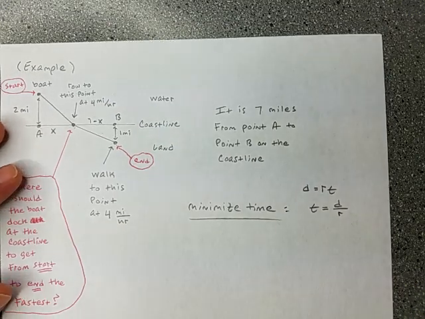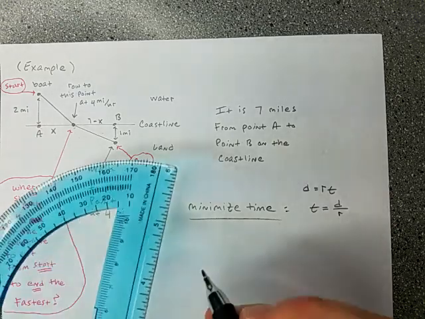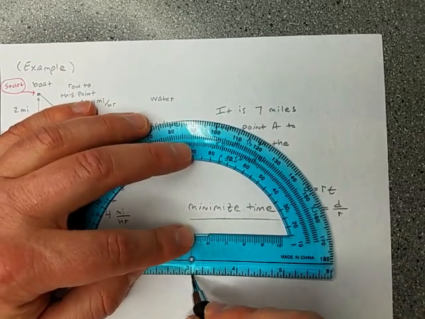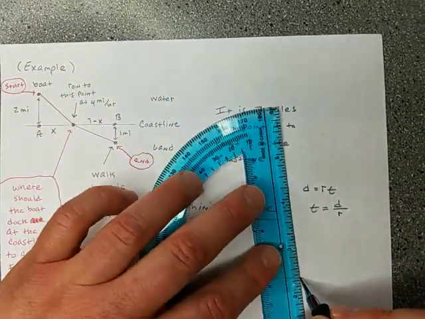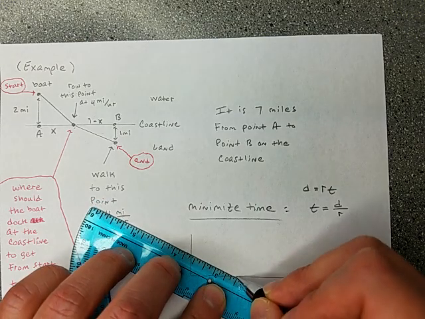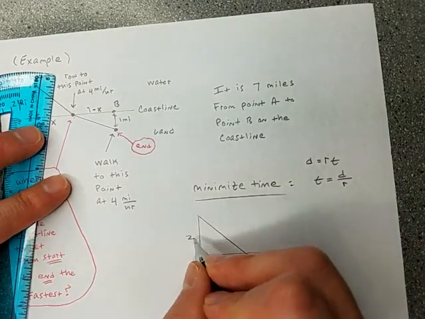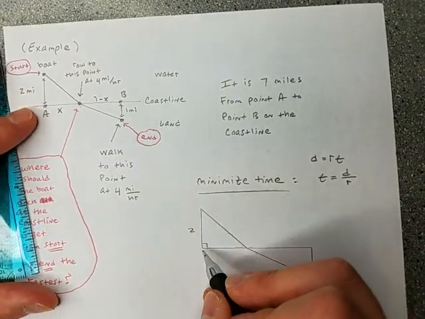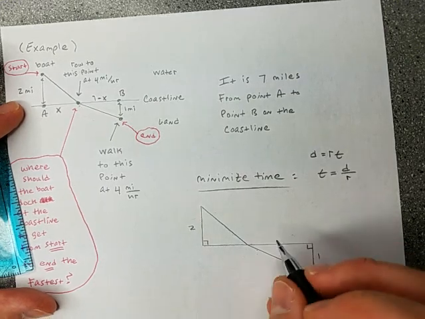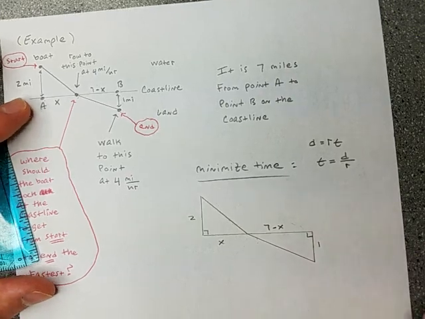I'll update this picture a little bit. I'm afraid I've crammed too much detail into it up there. So I'm going to have to draw it again in order to show you what I want to show you. But it's something like this. Okay, so that was 2 right there, the straight line distance to the coastline. This was 1. And this was x. And this was 7 minus x.